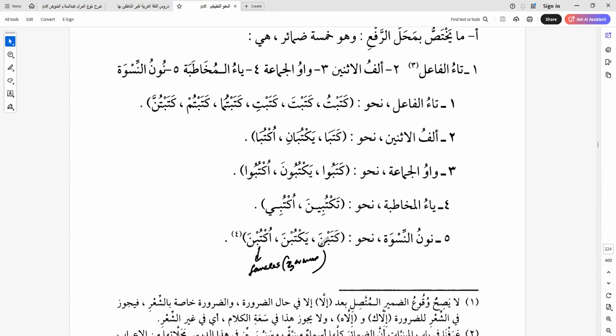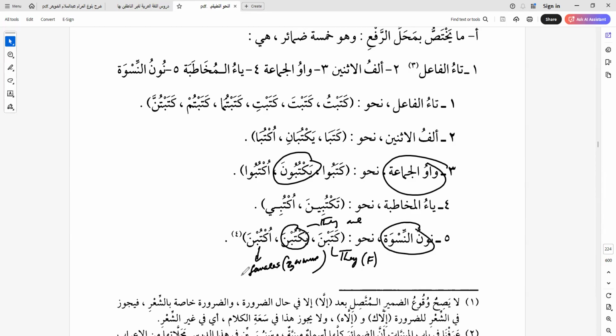And then katabna, they wrote. That's female. Yaktubna, they are writing. It's like yaktubuna. The opposite of yaktubuna is yaktubna. Here you are addressing male, and then here you are addressing female.